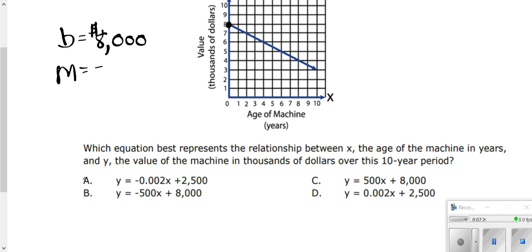So immediately I'm going to get rid of A and D, because I can see in B and C that my y-intercept is 8,000. I can also see that C has a positive slope. I don't want a positive slope, but a negative slope. So B should be my answer, but I'm going to double check and make sure that my slope is actually negative 500.